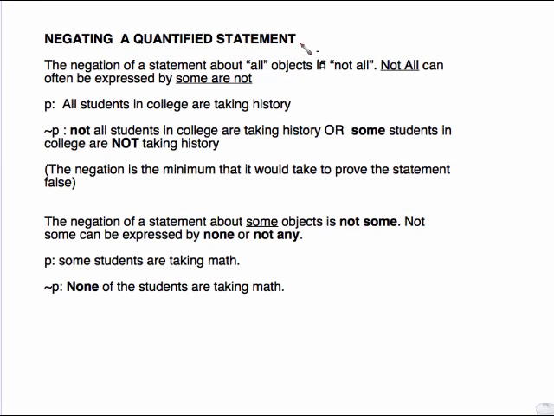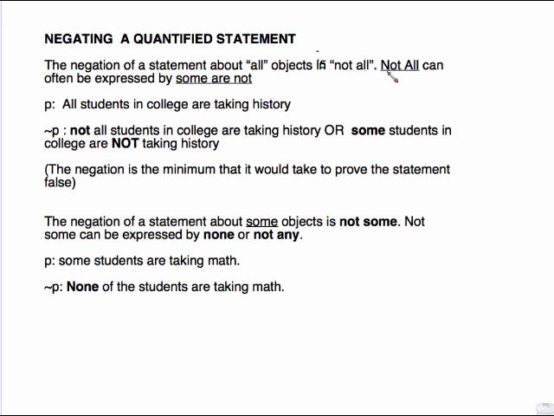You know, to negate something, we just put a not in the statement or we took away a not. But when you're dealing with a quantified statement, you have to be a little bit more careful. So the negation of a statement about all objects is not all. All students in college are taking history. The negation of that is not all students in college are taking history. Because all students in college are taking history is a true statement, to negate that statement, we need to find at least one student in the college who's not taking history. That's why the negation is not all.